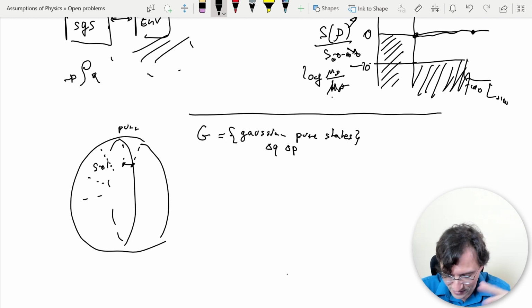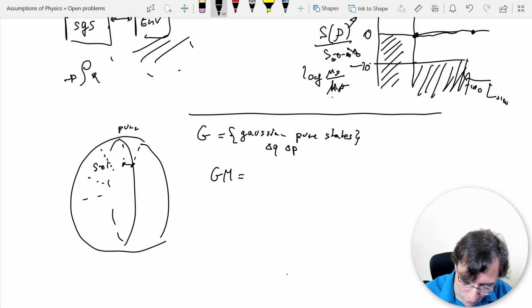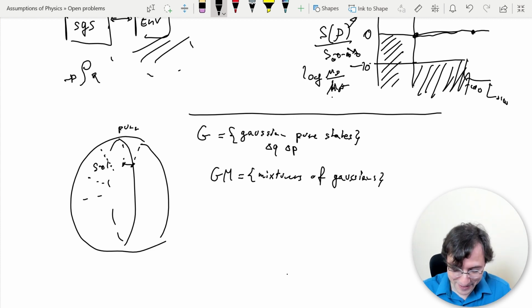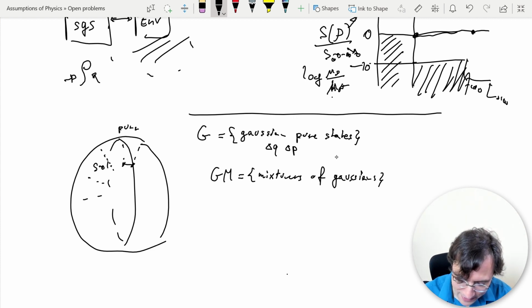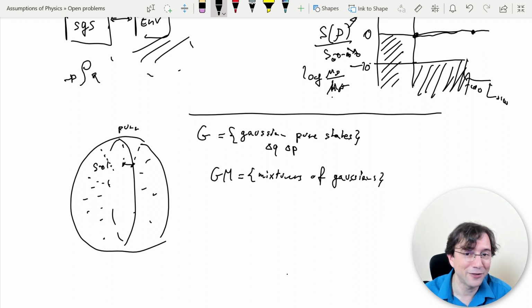So you have all these Gaussian states, and then you're going to have some kind of, let's call it rho G, or GM, let's call it the Gaussian mixed state. And these are all the states that are mixtures of Gaussian states, right? And so you would have this subset of all the possible states, and these will be all around in the space of mixed states.